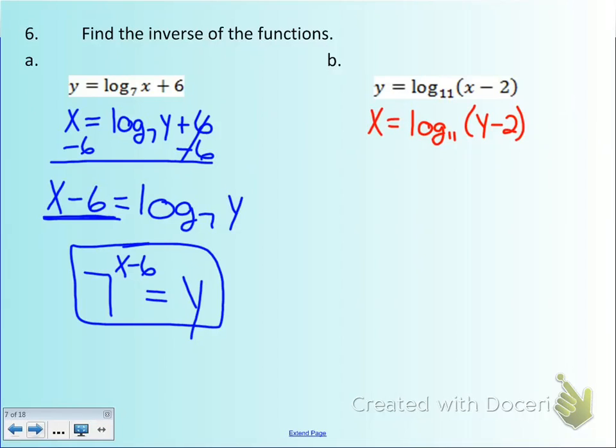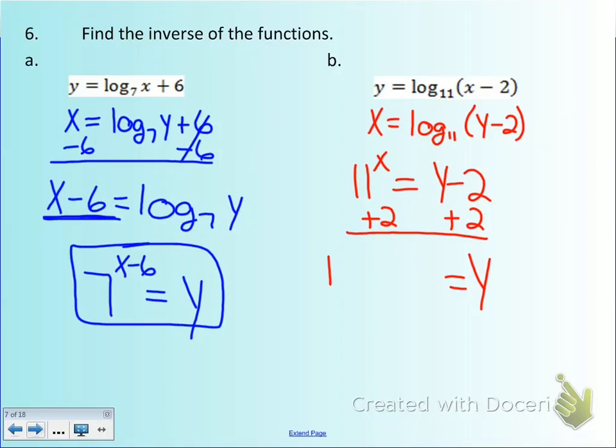So we're going to turn this around and put it into exponential form. So we have 11 to the x equals, now the log goes away and we're just left with y minus 2 on the right hand side. So now we can move the 2 away from the y. We're going to add 2 to both sides. And so we're left with y equals 11 to the x plus 2. And that is your answer.